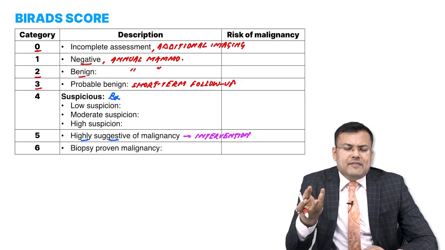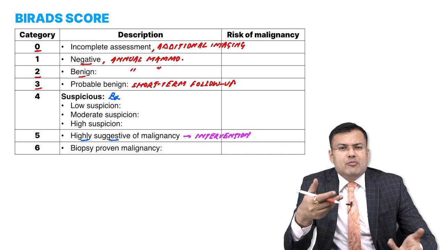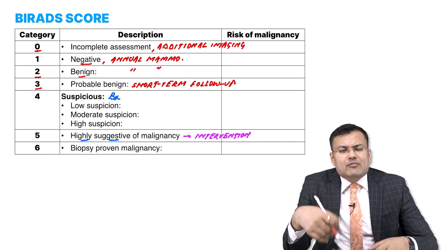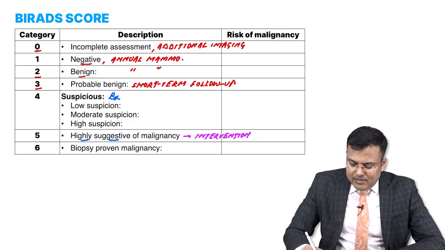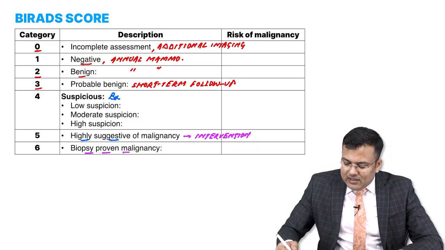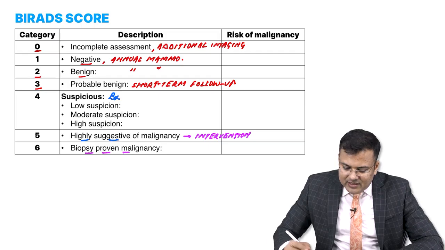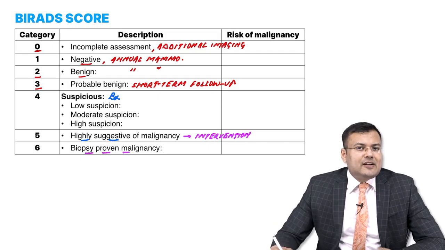And some patients already have a biopsy. Suppose at some peripheral center biopsy has been done, but mammography was not done by mistake. So we have to go for mammography. Here there is biopsy proven malignancy. What are the latest pattern of questions asked in relation to BI-RADS? They ask the risk of malignancy.